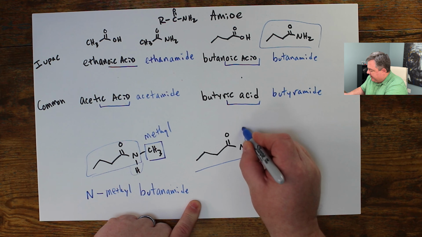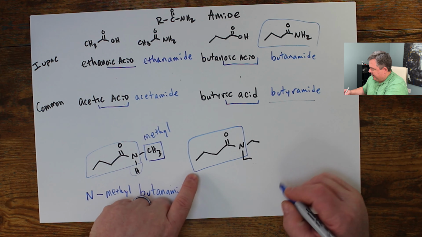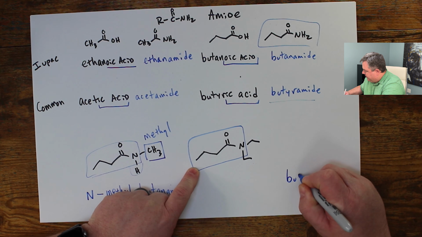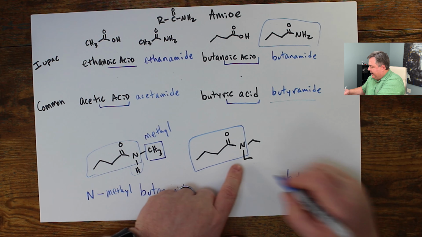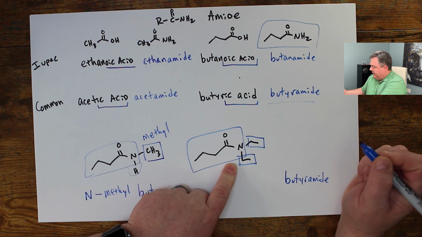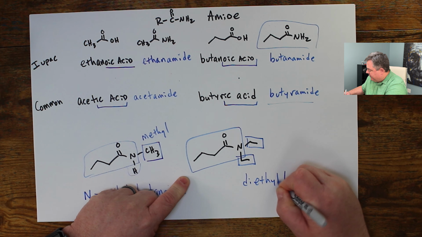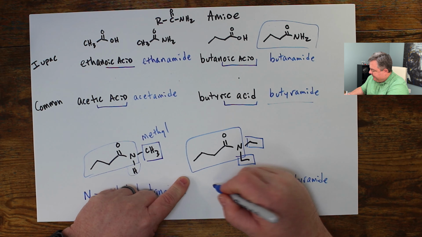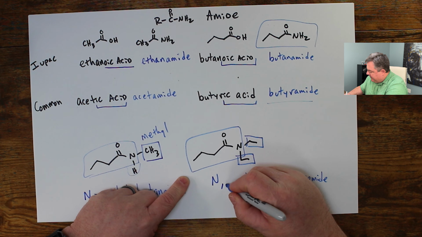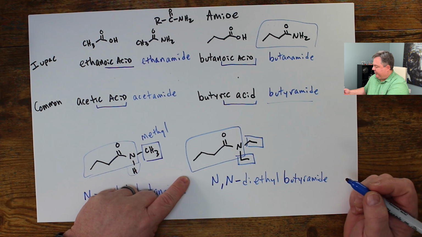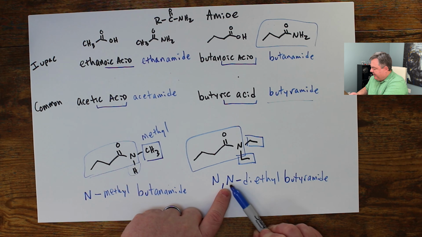So again, this is my butanamide or butyramide. Let's name it with butyramide this time, a more common name. So the last word would be, for this compound, butyramide. And I have 2 groups on the nitrogen, an ethyl and an ethyl. So there's 2 ethyls. So there's diethyl. And I'm telling somebody they're on the nitrogen. So we use a capital N. But you have to do that for every group. So it's N,N-diethylbutyramide. N,N-diethyl. On one nitrogen there's an ethyl, and on the same nitrogen there's an ethyl.